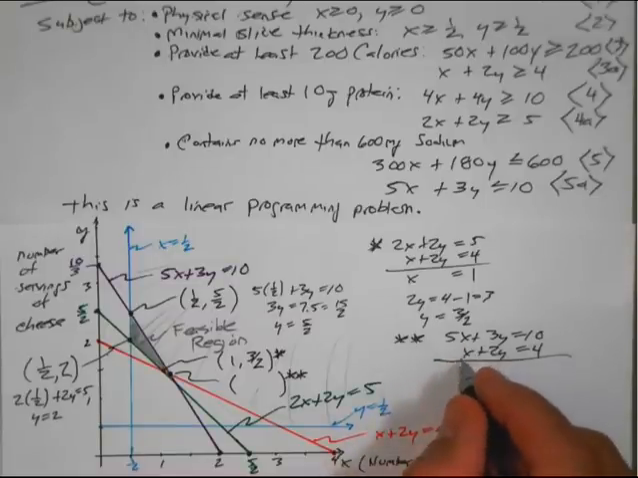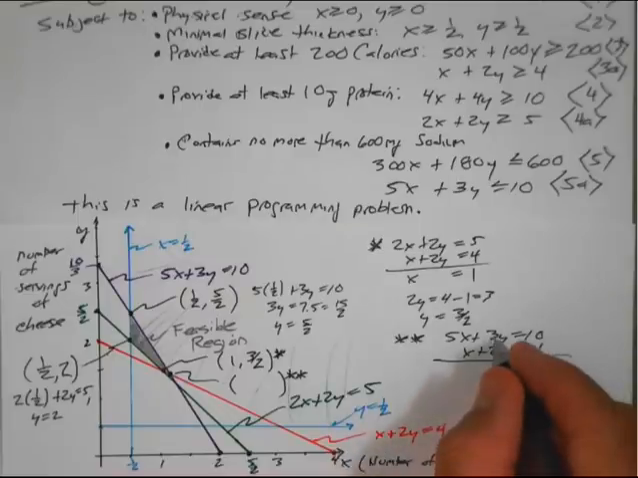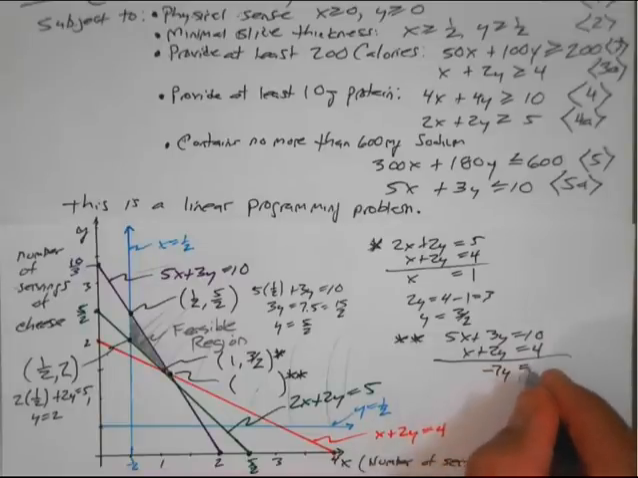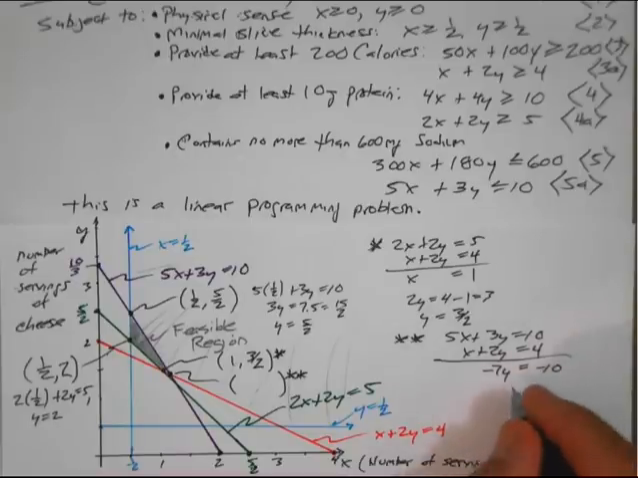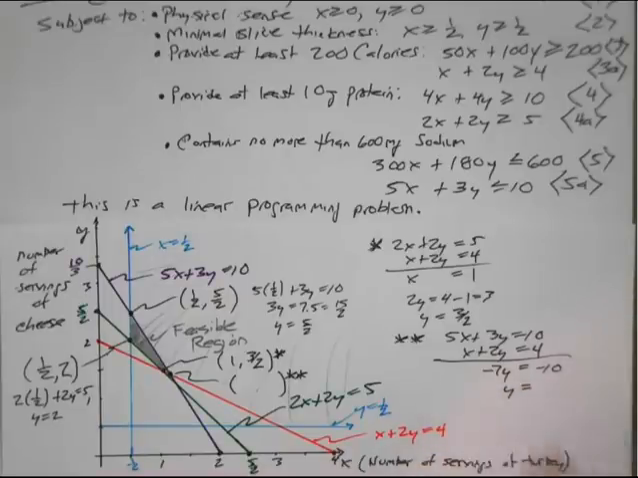5x minus 5x, x's are gone. 3y minus 5 times 2y is minus 10y, negative 7y. Okay, 10 minus 5 times 4, that's 10 minus 20, negative 10. Okay, this leads us then to y equals, negative divided by a negative is a positive, so we're sitting here at 10 sevenths.